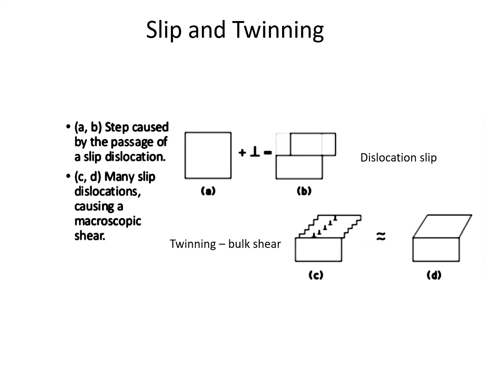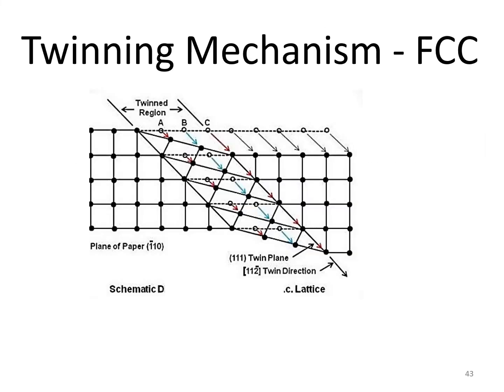So in summary, basically, slip amounts to this kind of deformation. You take a block of material and you pass a dislocation through it, and it shears one part of the crystal with respect to the other. What happens when you get a twin is you shear, starting at the twin plane, each atom successively a little bit with respect to the layer underneath.